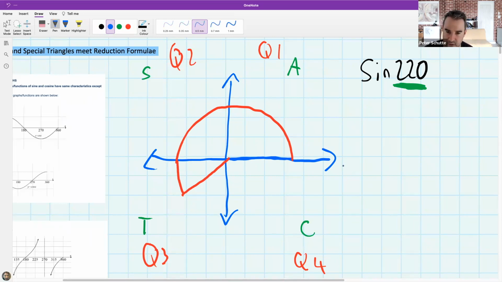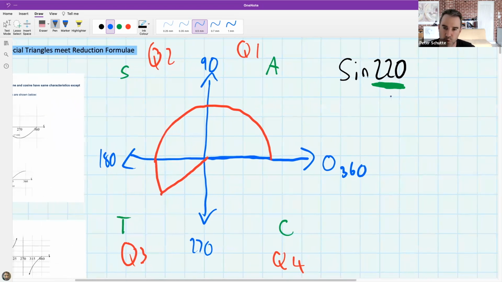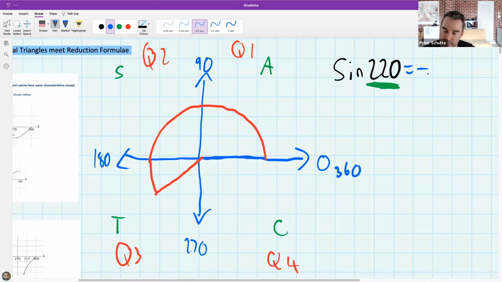When we use the CAST diagram, we start here as 0. This is 90. This is 180. This is 270. And if I go the whole way around, I get all the way up to 360. Now, because 220 is in quadrant 3, only tan is positive here, which means the sine of 220 should be negative. Okay. Give me a thumbs up if you understand why the sine of 220 should be negative based on this drawing. Give me a thumbs down if you don't understand. Okay.